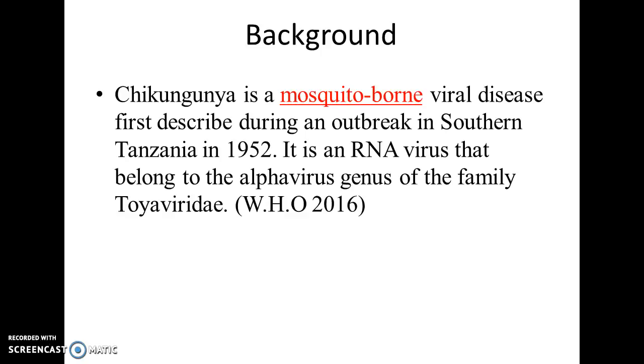The Chikungunya virus is a mosquito-borne viral disease first described during an outbreak in southern Tanzania in 1952. It is an RNA virus that belongs to the alphavirus genus from the family Togaviridae. This information actually came from the World Health Organization, 2016.